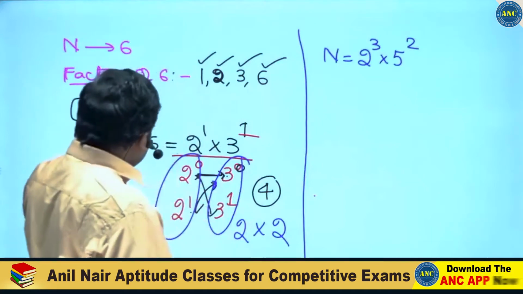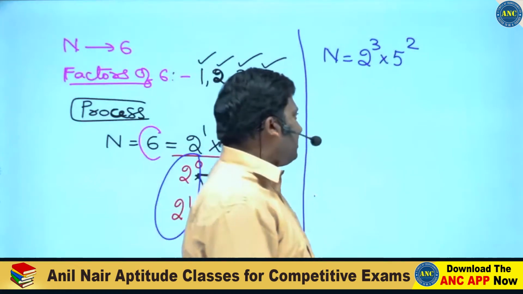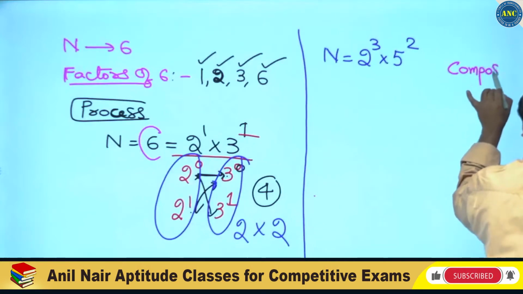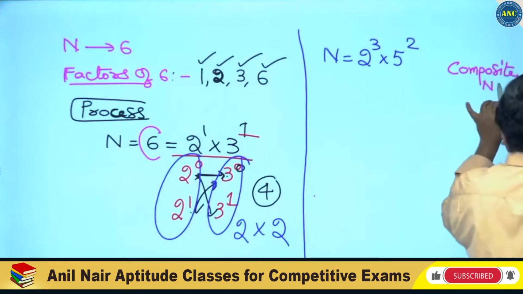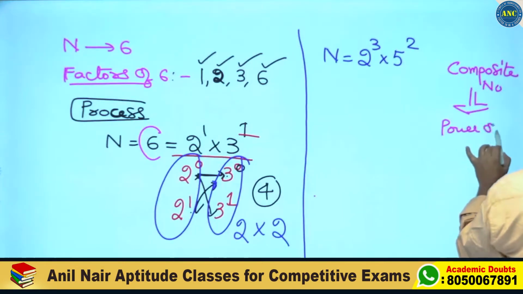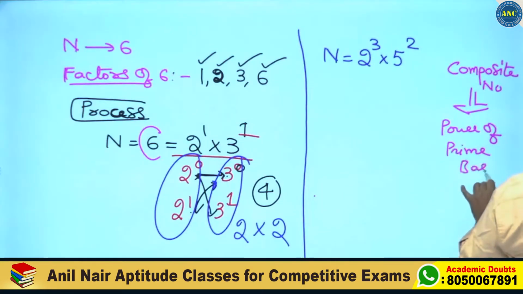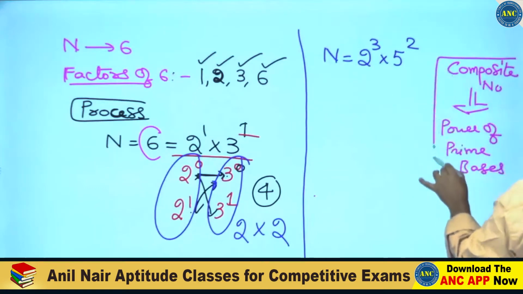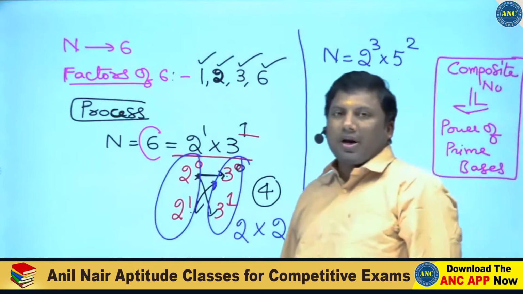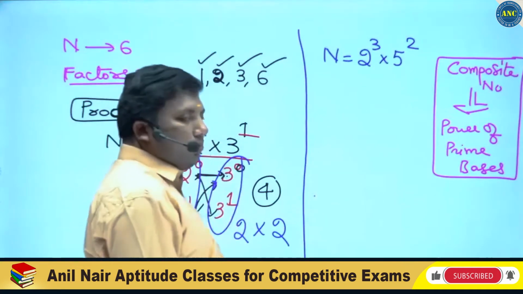Always remember, if the given number is a composite number, write the number as a power of prime bases. We will write that point in a hurry. Please do not work with a composite number directly. First thing is, write it as a power of prime bases. Sir, why are we writing it as a power of prime bases? So that I cannot divide it further. A composite number is a derived number from prime numbers. N equals 2 cube into 5 square.